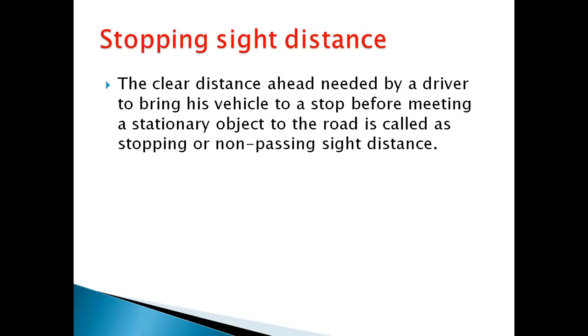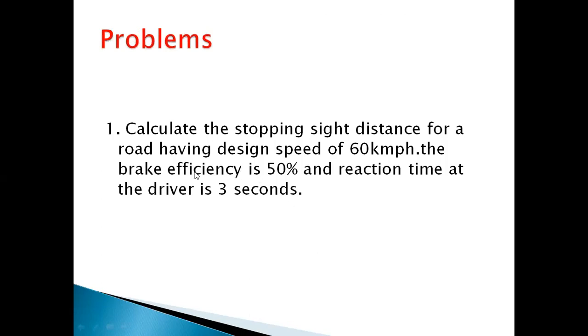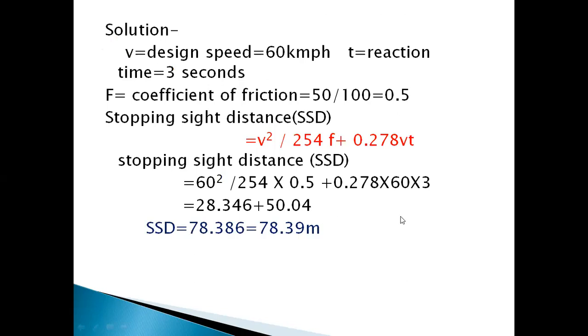Now let us just revise what the stopping sight distance is: the clear distance ahead needed by the driver to bring the vehicle to a stop. The distance needed to bring a vehicle to a stop is called the stopping sight distance. This is the picture which shows the stopping sight distance. Then we had discussed the problem of stopping sight distance.